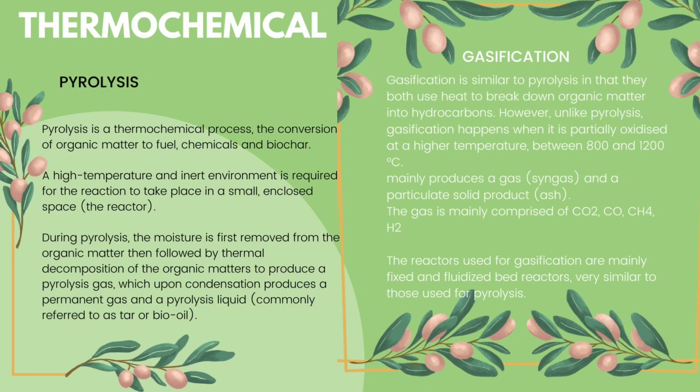The second method for thermochemical is gasification. Gasification is similar to pyrolysis in that they both use heat to break down organic matter into hydrocarbons. However, unlike pyrolysis, gasification happens when it is partially oxidized at a higher temperature between 800 and 1200 degrees Celsius, and mainly it produces gas and a particulate solid product. Commonly, air is used as the gasifier agent. However, pure oxygen and steam can also be used to improve the quality of the product gas.